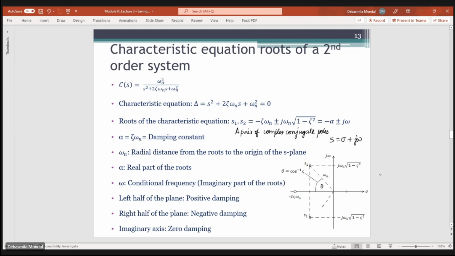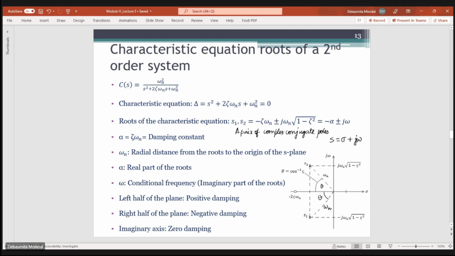Similarly, this value is also omega n, and this angle is also theta, because these two are a pair of complex conjugate poles. So the values are the same. It's just that the real part is the same, and the imaginary part has a negative value. So in an S-plane, omega n is defined as the radial distance from the roots to the origin of the S-plane. And alpha is obviously the real part of the roots, and omega is known as the conditional frequency, and it corresponds to the imaginary part of the roots.